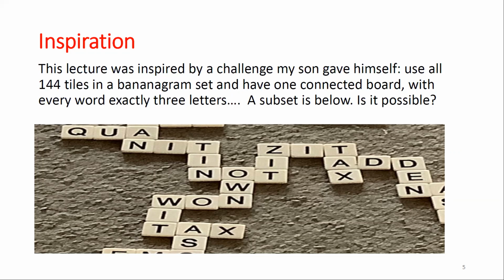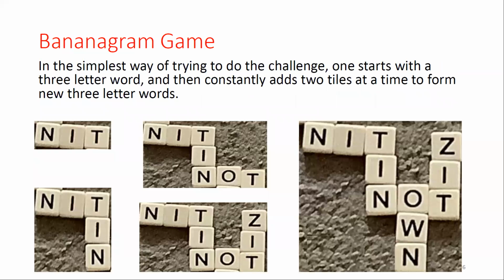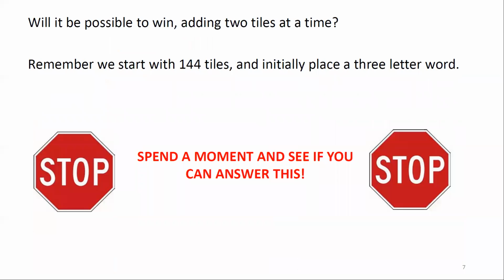All right. So the inspiration for this lecture was a challenge my son gave himself during the great stay-at-home month of March. He wanted to use all 144 tiles in a Bananagrams set and have one connected board with every word exactly 3 letters. And the set is below. So the question: is this possible? Initially, the way he was doing it was as follows. He would start with the board in some state, and then he would always add 2 more tiles to make a new 3-letter word. It goes to tin, to not, to zit, to own. So every turn, he's always putting down exactly 2 letters.